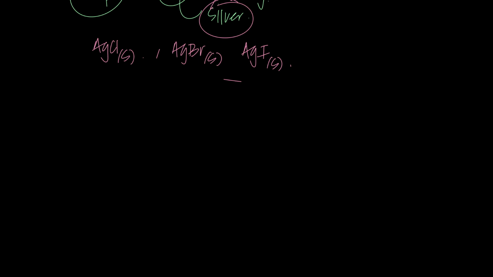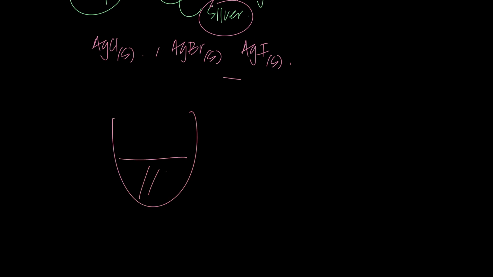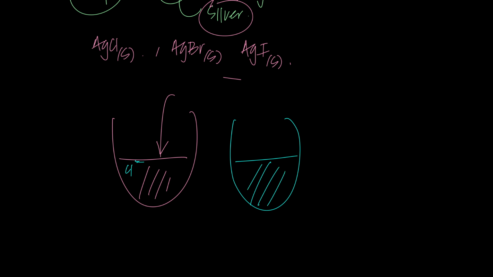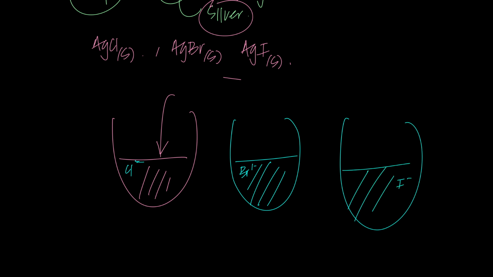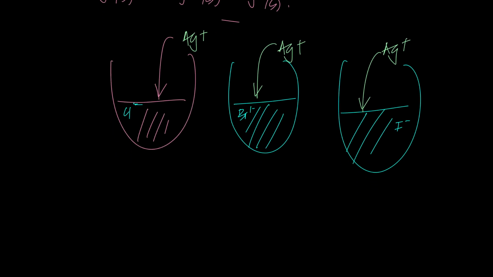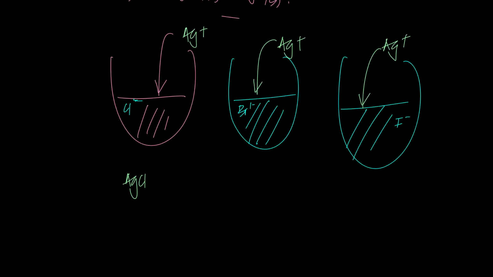Now, the idea is, if in a particular test tube I have the chloride ion, in another test tube I have the bromide ion, and in another I have the iodide ion, and I add silver ions to it. Obviously initially they're colorless. If I add silver ions to it, a solid is going to form called AgCl, silver chloride. We say a precipitate forms. A precipitate is a solid that forms. Silver bromide solid forms. Silver iodide solid forms.